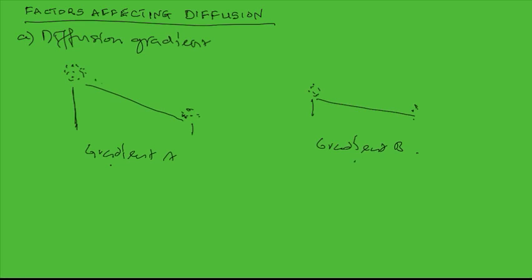Hence, particles will diffuse at a faster rate from, say, region A to B than from region C to D, because of the difference in the gradient. So the higher the gradient, that is the difference between the concentration at A and B and C and D, the faster the rate of diffusion. So in this particular case, particles will be moving at a faster rate from region A to B than from region C to D.